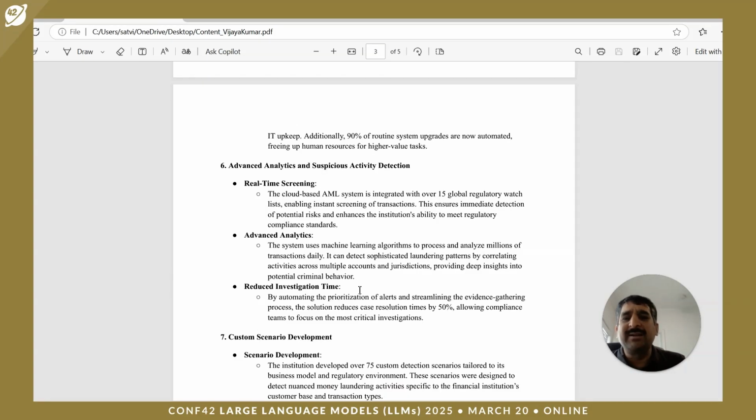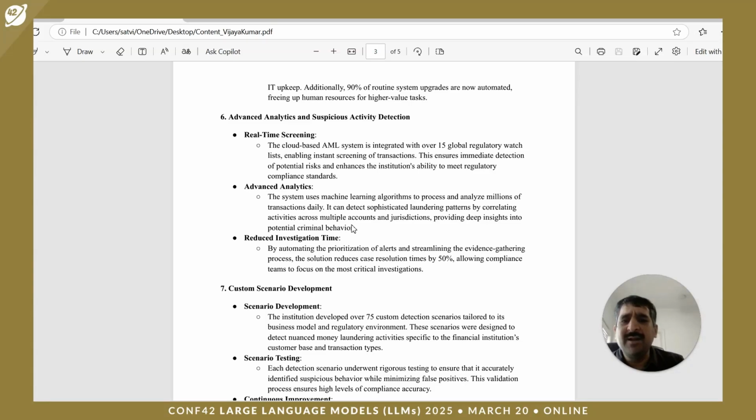Coming to advanced analytics and suspicious activity detection, our optimized AML system is integrated with 15 global regulatory watch lists, enabling instant screening of transactions. It is like a sniper, it will go and monitor what is happening on the transactions. This ensures immediate detection of potential risk and enhances the institution's ability to meet regulatory compliance standards.